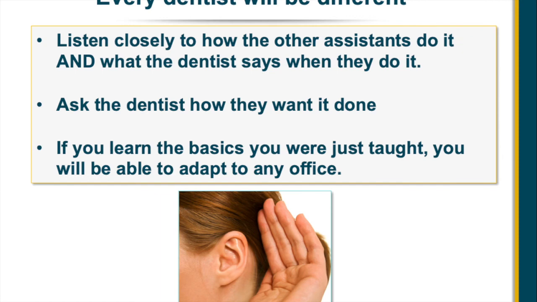So a lot of times the dentist will leave the assistant to do the adjustment or to check the occlusion and let him know what it looks like. And so you need to be listening to the dentist to know how to instruct the patient how to bite properly. So if you learn the basics that you were just taught, you'll be able to adapt in any office that you work in.